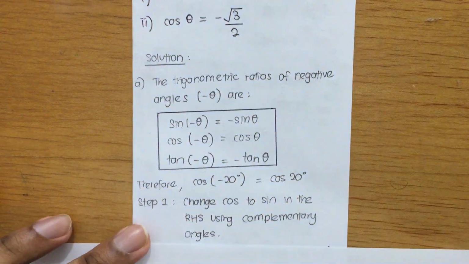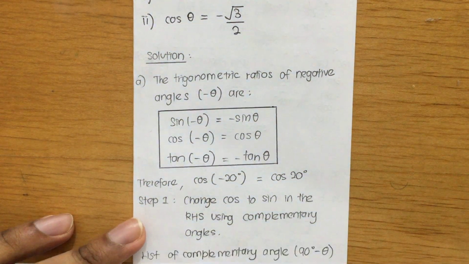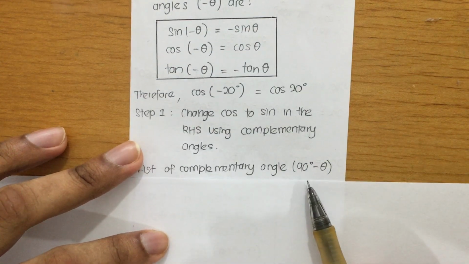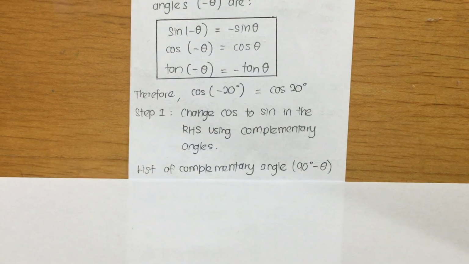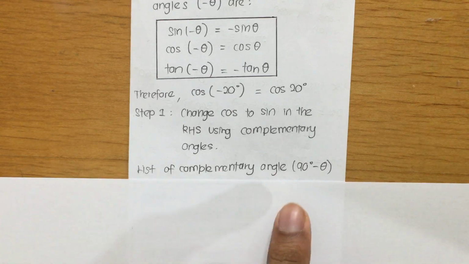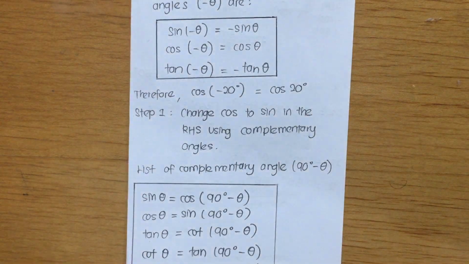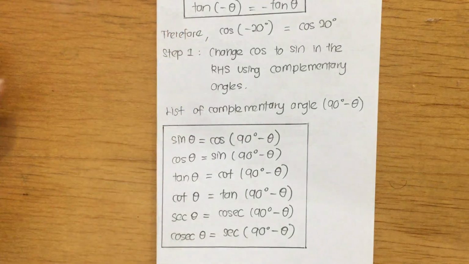What is a complementary angle? Okay, these are the list of the complementary angles, guys. For example, if I have sine 50 and I want to convert it in terms of cosine, I need to do 90 degrees minus 50, which gives cosine 40. So that is an example, guys. By the way, that is only one type of complementary angle relation. Here you can have a look at the list of the complementary angle relationships.